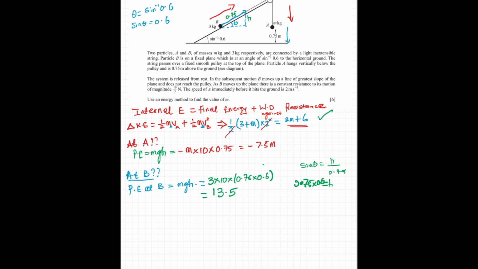So I have gotten some things. Now it is how we can put it together. But there's one more thing we need to do. They told me there's a resistance. So work done against resistance.